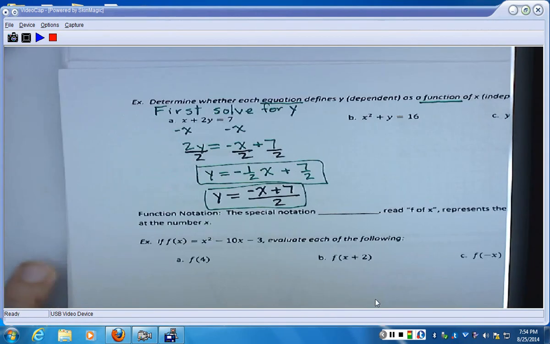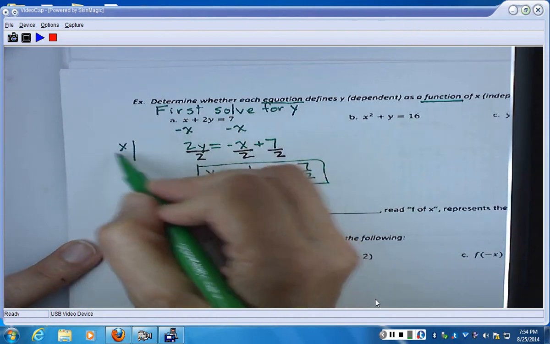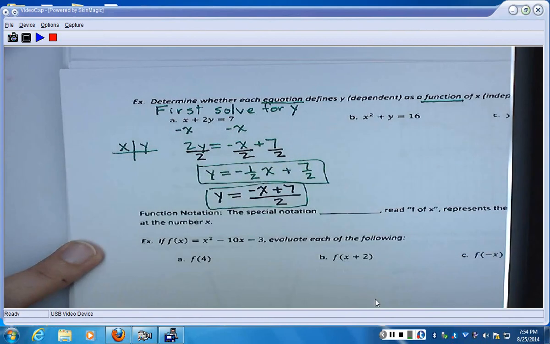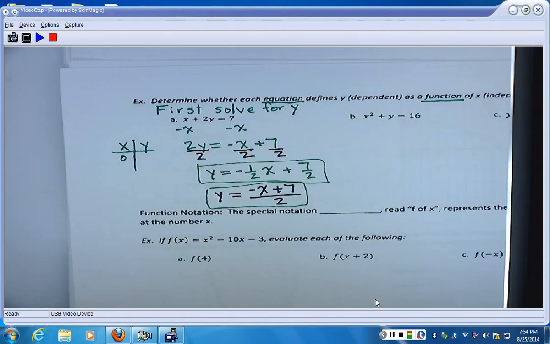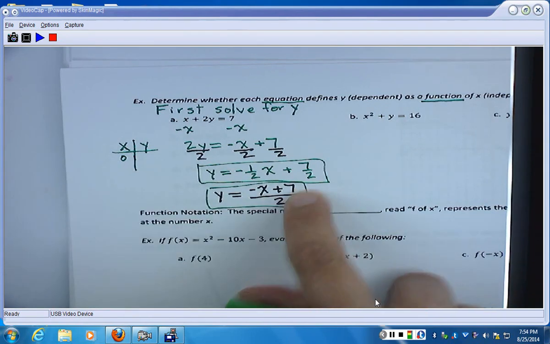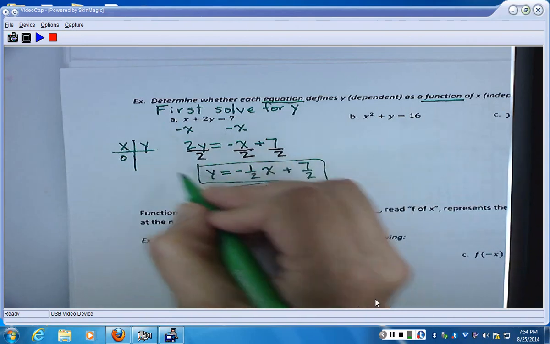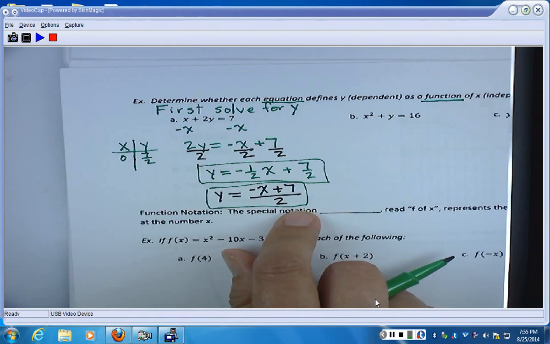Well, let's make a table and try to figure out when you substitute for x, is there any way that you'll get two values? When you pick numbers for x and put it in, say you pick 0, is there any way that you're going to get two numbers for y? So when I put in 0 here for x, I get 7 divided by 2. I just get 7/2. There's no way I can get two numbers. This is what we're checking to see.